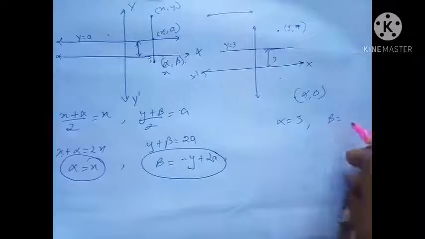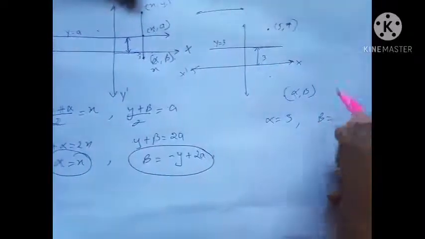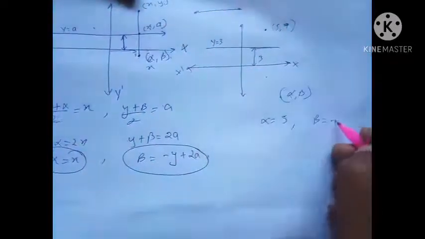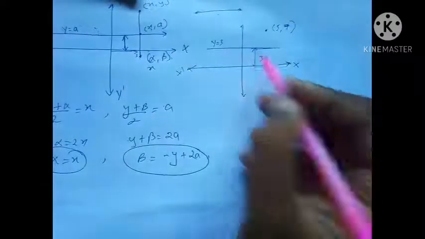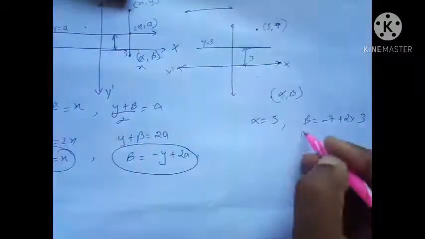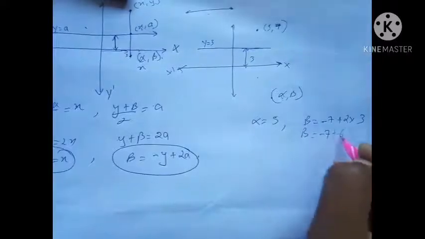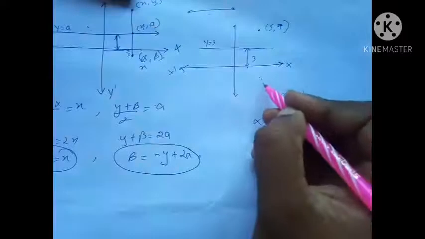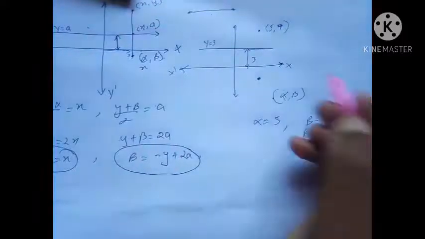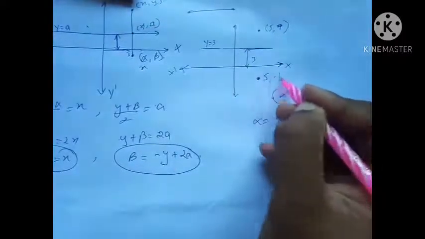What is beta going to be? Beta is going to be minus y. What is y? 7. That is minus 7 plus 2 into this 3. So beta is going to be minus 7 plus 6. Beta is going to be minus 1. So I got my value that the image is going to lie on 5 comma minus 1.